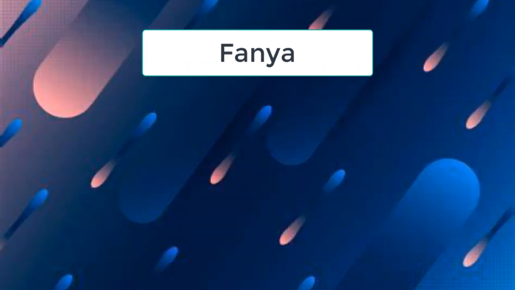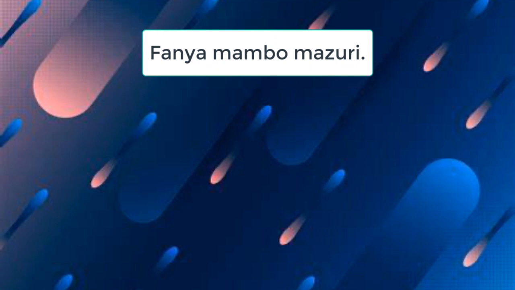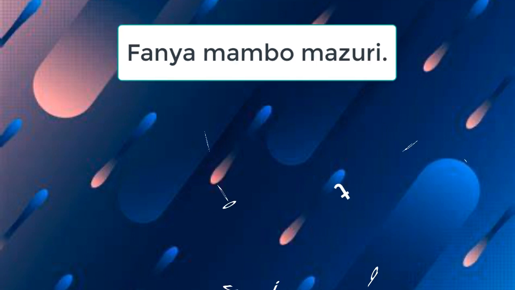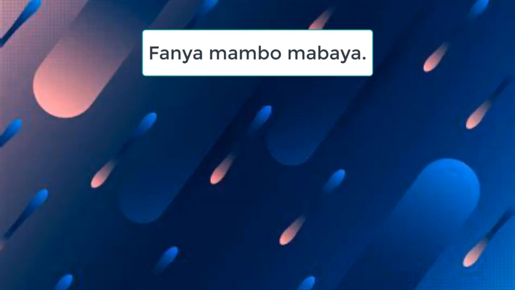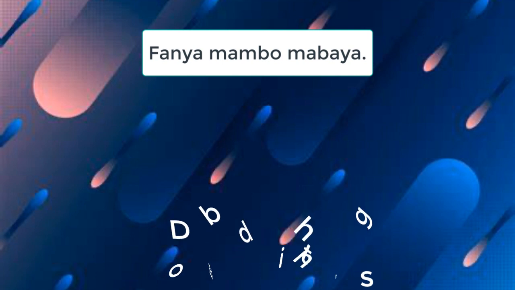Okay? Now we're going to go to the next word, which is fanya. Fanya means do, okay? So for example, fanya mambo mazuri, this means do good things. Now the opposite of this sentence is fanya mambo mabaya, which means do bad things.